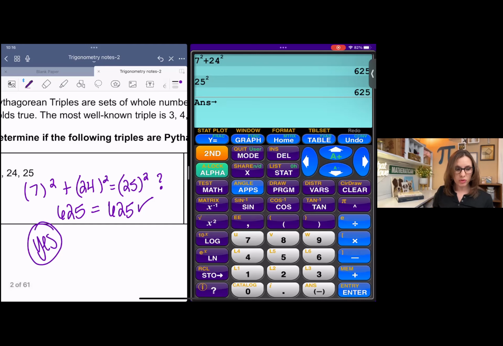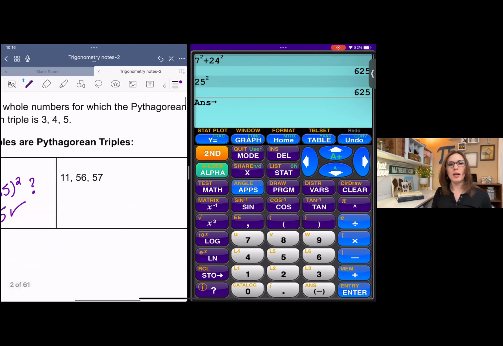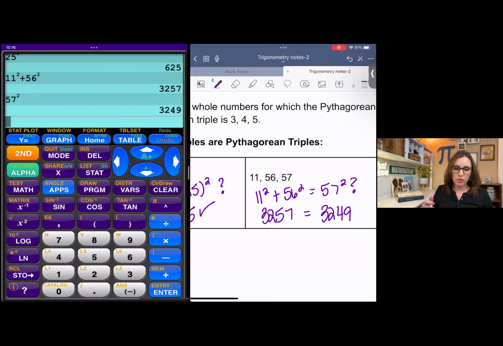Now do that same thing with the next example. Pause it, try it, and come back. So in this one, we get an untrue statement. 3257 does not equal 3249. So this is no, that's not a Pythagorean triple.